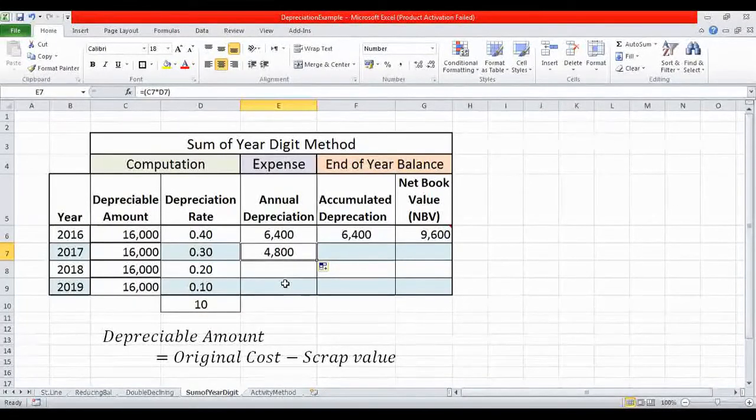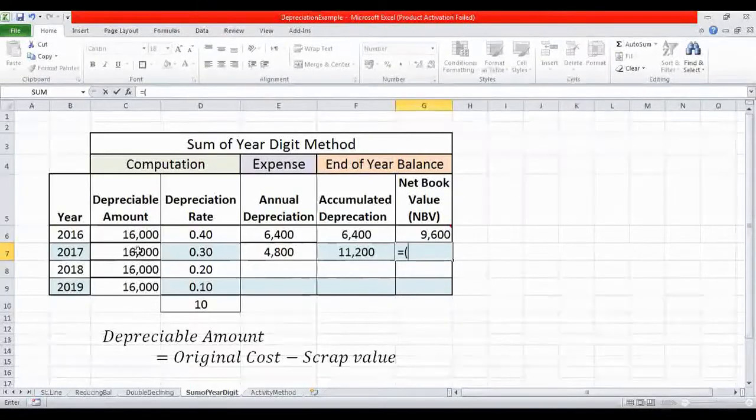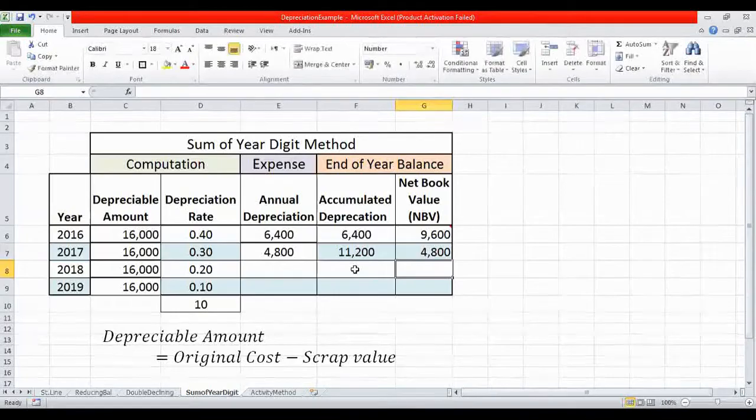In order to calculate accumulated depreciation, very simple. We are going to add up the two values, this value plus this value, 11,200. In order to calculate net book value, again simple. Take the initial value or whatever value there is, because all values are the same, minus the accumulated depreciation. It will give us the last value.